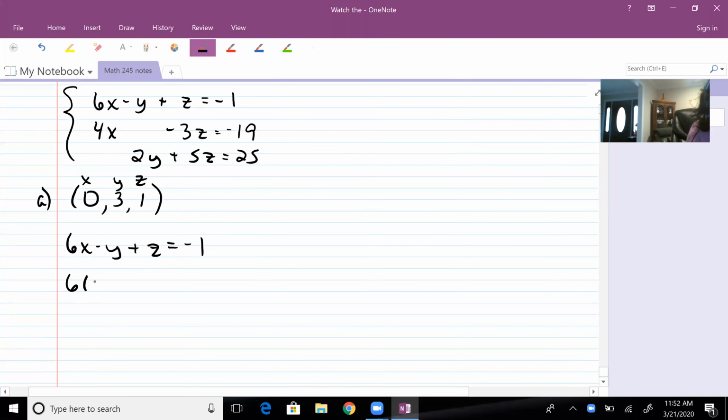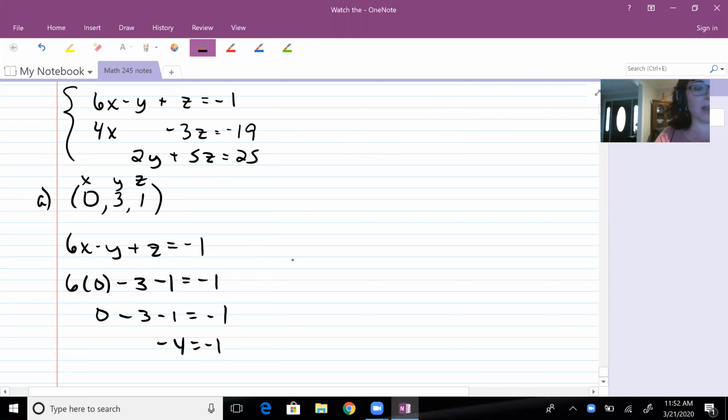And then every time we run into an x gets 0, a y gets a 3, and a z gets a 1. We're going to use order of operations and simplify this down to a single quantity. So we're looking at 0 here, -3, -1. That's going to make a -4. -4 does not equal -1. So I don't even need to check the second one nor the third one. This is not the solution. Not a solution to that system of equations. If it is, it checks all three.